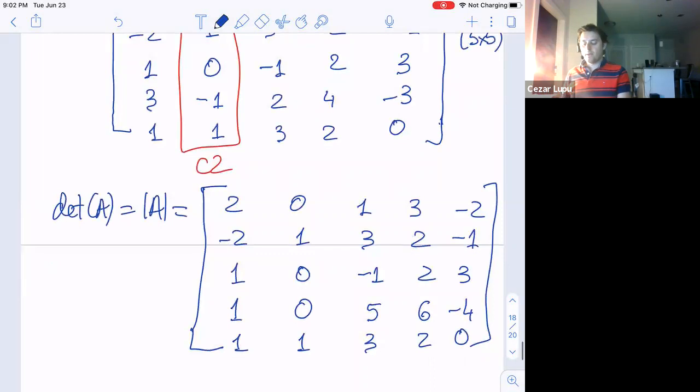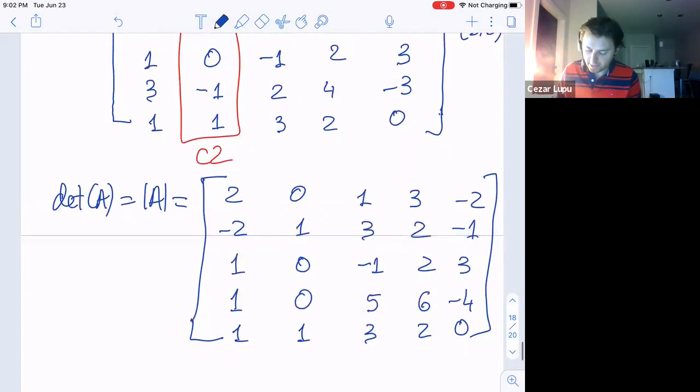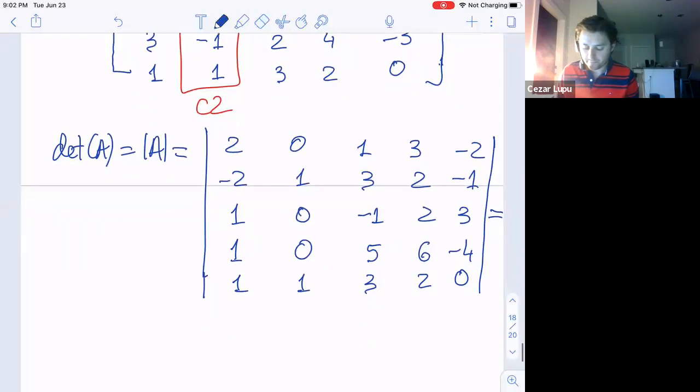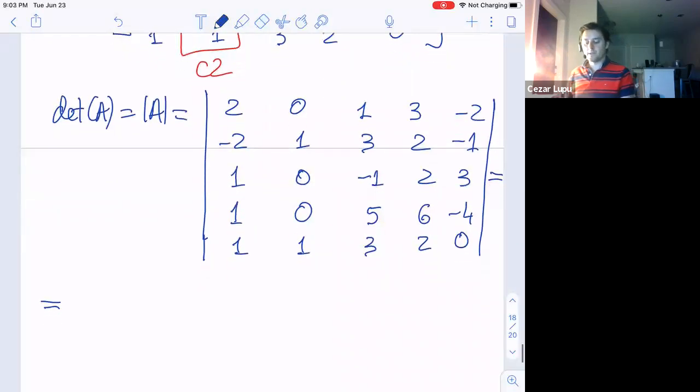Okay. Now, what can I do now? Can you tell me? Okay, I forgot to say this is the determinant of this, not the matrix, it is the determinant. Okay. What else can I do? Can you tell me?